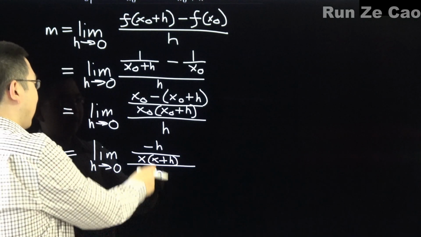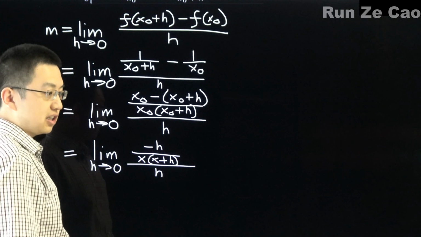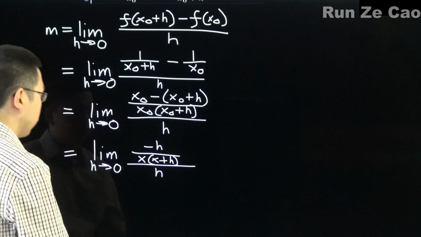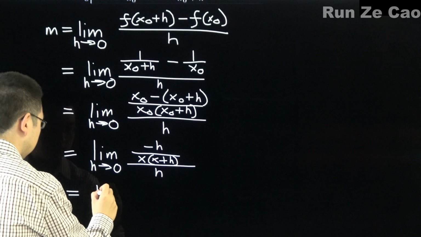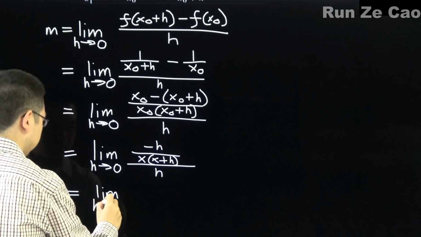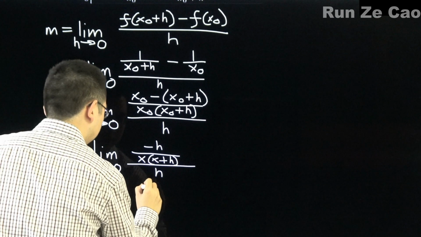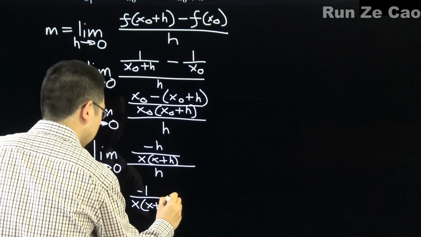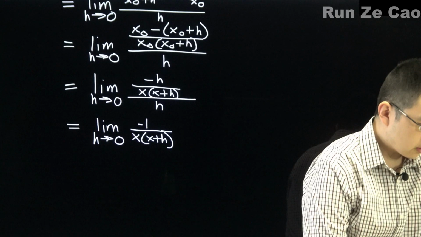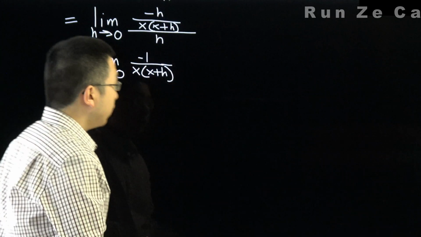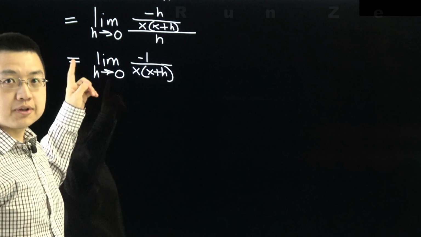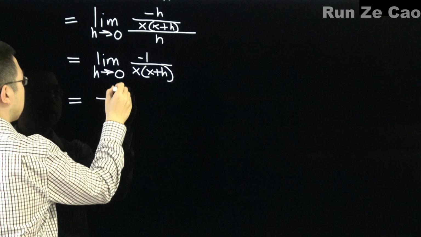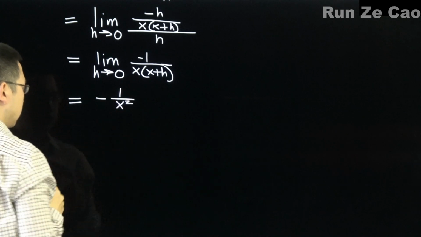So what happens when we divide negative h over x times x plus h by h? Well then, of course, we end up with the limit as h approaches 0 of negative 1 over x times x plus h. So what happens next? As h actually approaches 0, what does this come out to? Well, x times x plus 0 on the bottom. So that's negative 1 over x squared.